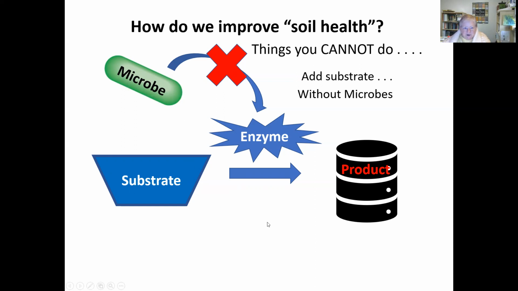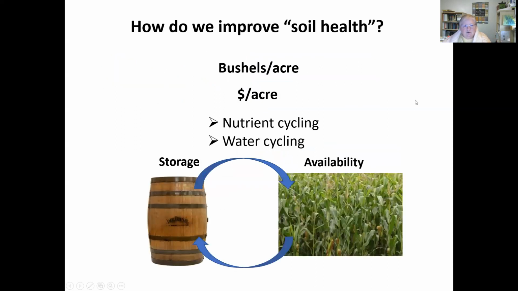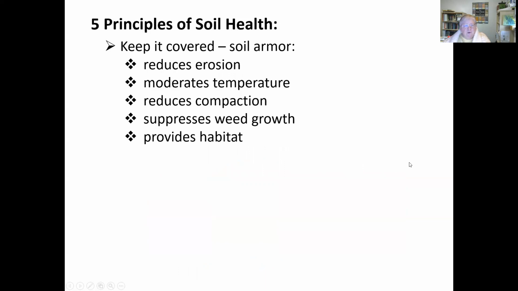So how do we use all this to improve soil health? And really focusing on bushels per acre or dollars per acre. How do we improve nutrient cycling and water cycling? Well, it's going to be boring. Five principles of soil health. Keep it covered. Soil armor. Reduces erosion, moderates temperature, reduces compaction, suppresses weed growth, and provides habitat.